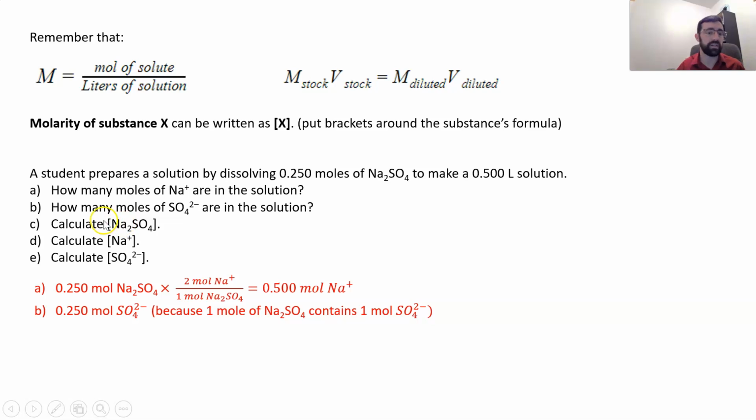So now we want to calculate the concentration of sodium sulfate. Na2SO4 is sodium sulfate. To find the concentration of sodium sulfate, we're going to use this formula up here, moles divided by liters, so 0.250 divided by 0.500. So you end up with 0.500 molar solution.